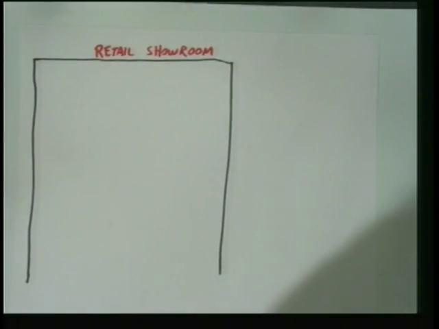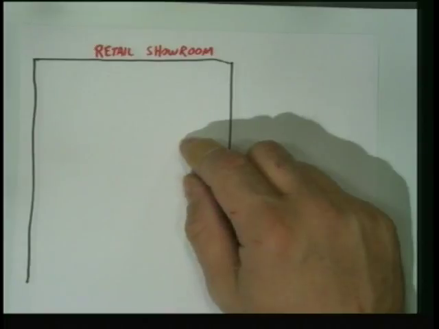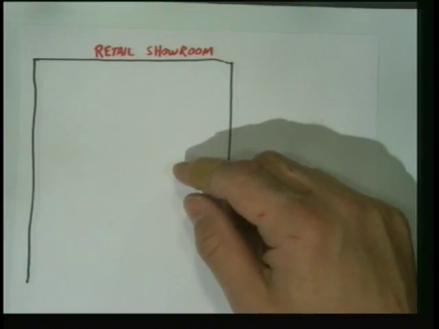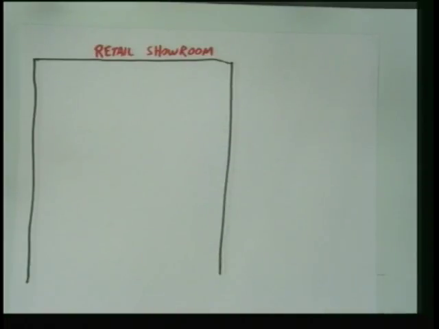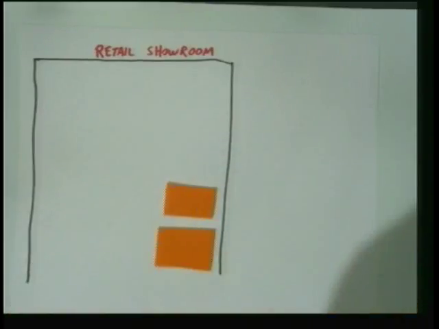And this is their retail showroom, okay? This is just where they put their product for people to come buy. They only sell one type of product, and I'm going to represent that product by little orange blocks. They may be slightly different sizes, but let's just say that they are the same product. It's because I'm not very good with my scissors.